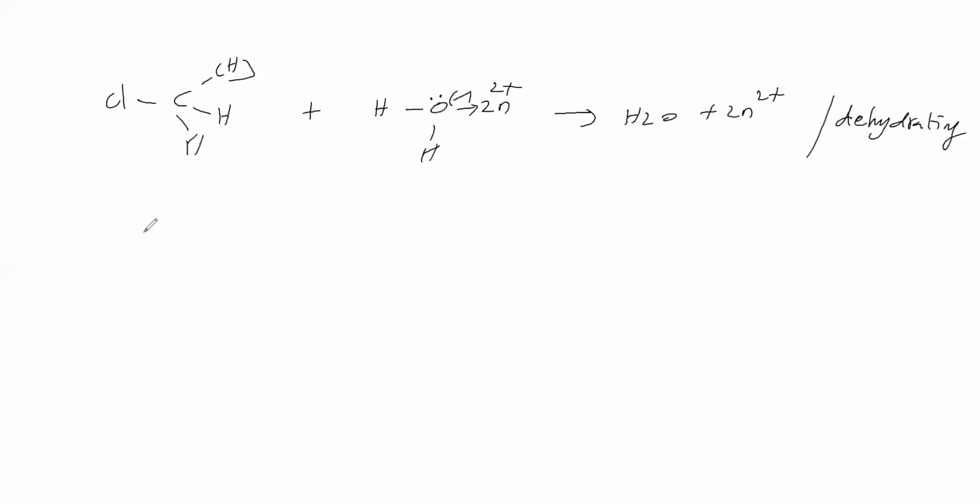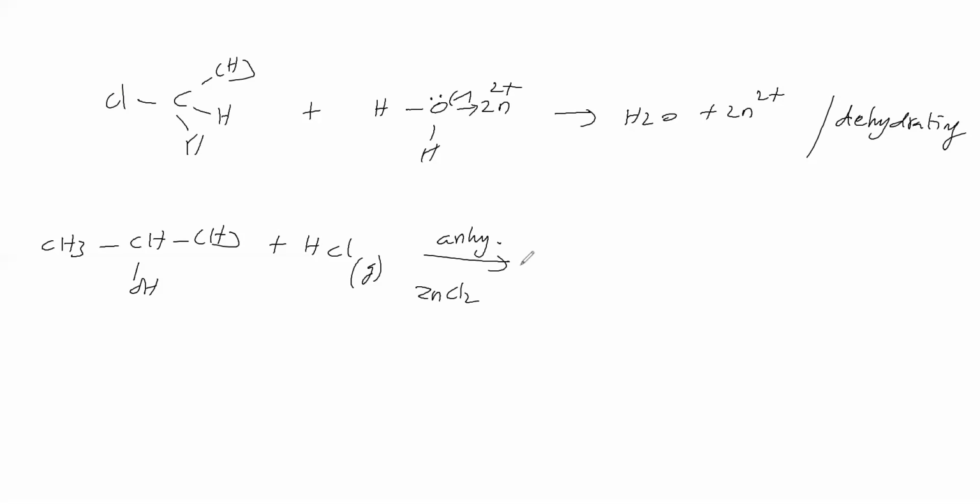Next we take isopropyl alcohol. The second carbon has two methyl groups, therefore it is isopropyl alcohol. It is treated with HCl gas, then we take anhydrous zinc chloride. The OH group is replaced by Cl. It is called isopropyl chloride. It is secondary. Next we'll go for tertiary.